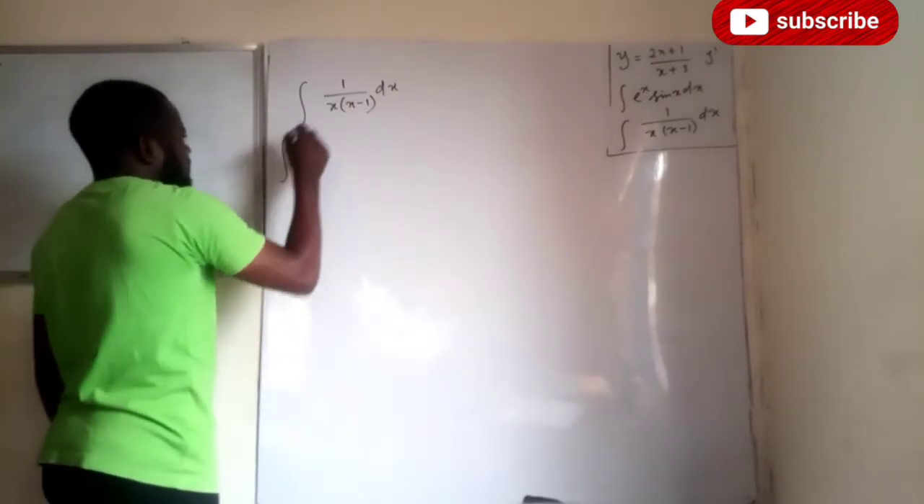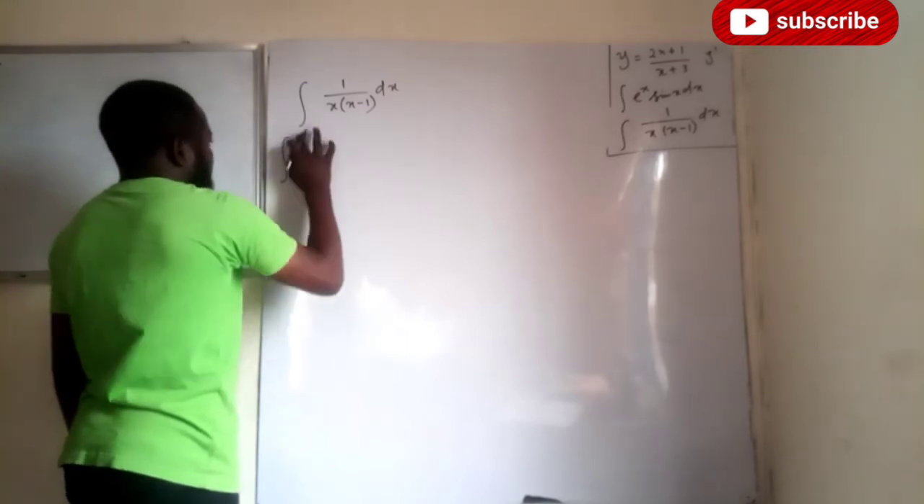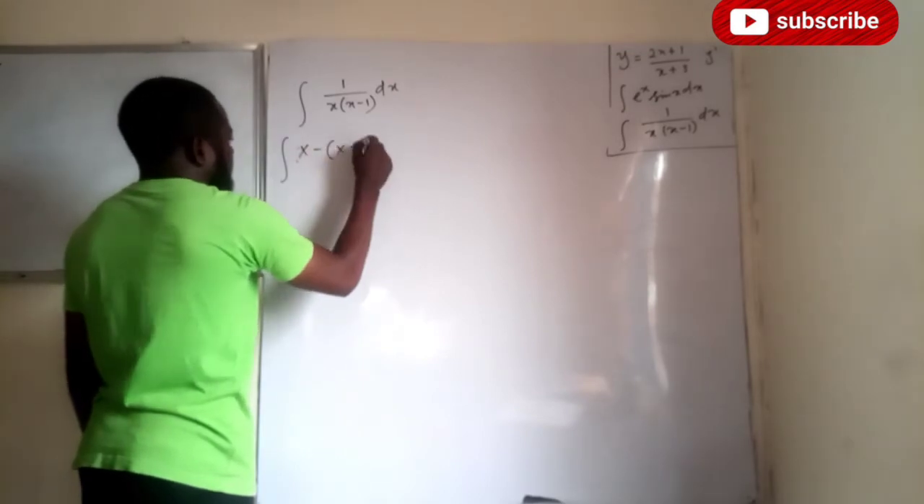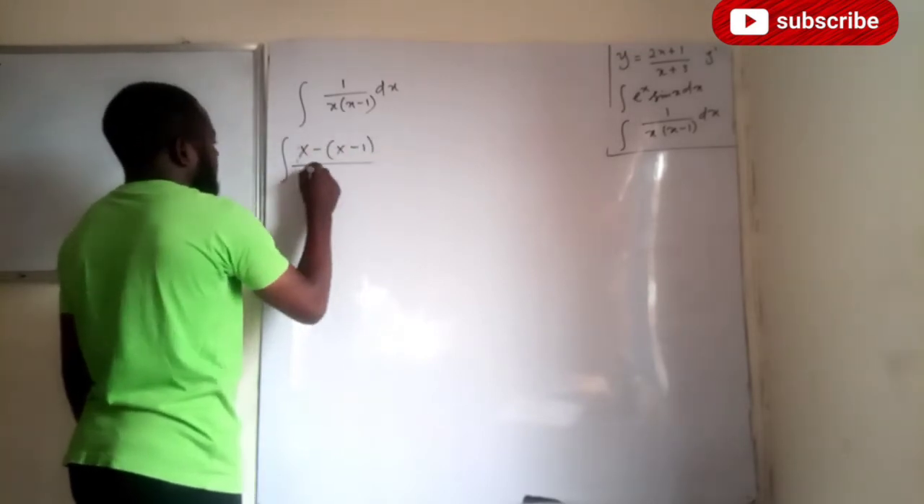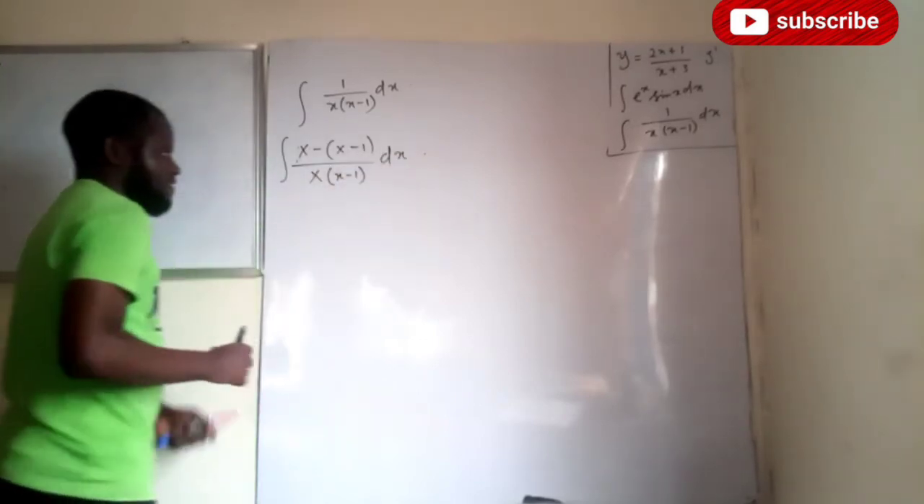So this will just be integral of x minus x minus 1 divided by x into x minus 1 dx.